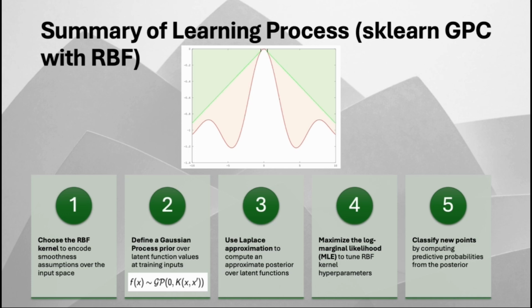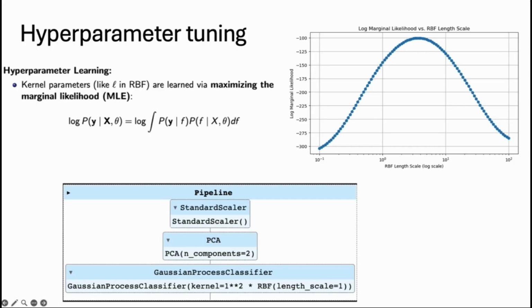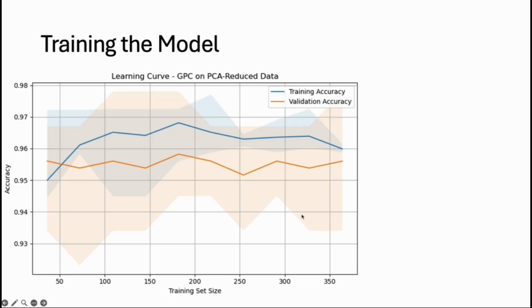So we choose the RBF kernel, which encodes our assumption that similar points should have similar outputs. Then we place a Gaussian process prior over these latent functions, meaning we're working with distributions over functions, not a single function. We use Laplace approximation to compute an approximate posterior, since exact inference isn't tractable in classification. The model then maximizes the log marginal likelihood using MLE to tune kernel hyperparameters like length scale. Finally, we can classify new points by computing their predictive probabilities from this posterior. So this is what the hyperparameter tuning and our entire learning pipeline looks like.